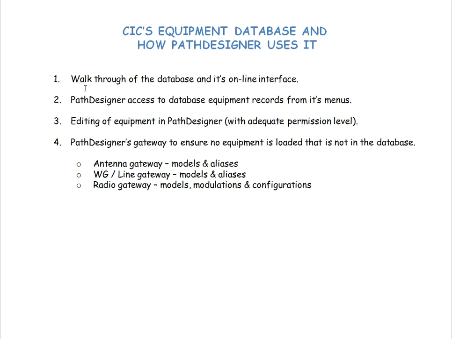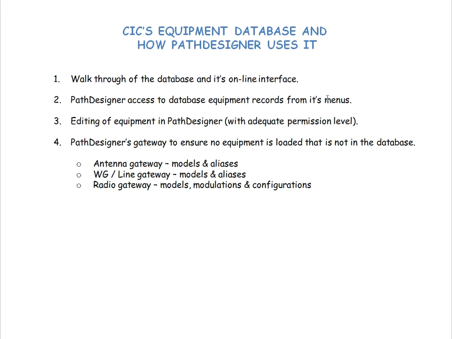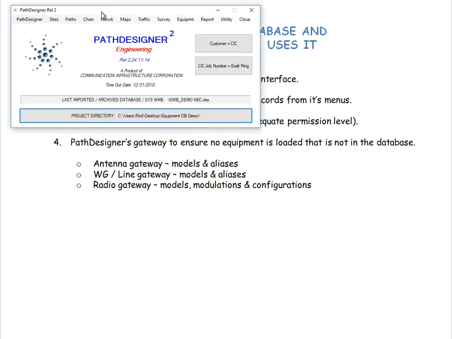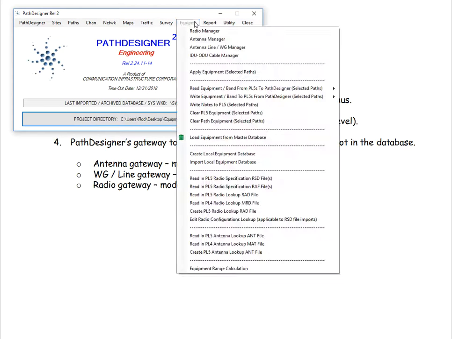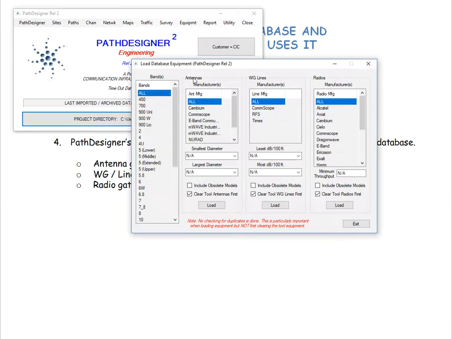So the second step I'm going to show you in this video is Path Designer's access. How do we get equipment out of the database into Path Designer? So I'll click on Path Designer. This is the main form of Path Designer, and under the equipment menu there's a selection for loading equipment, and it's divided into three product types: antennas, waveguide lines, and radios.